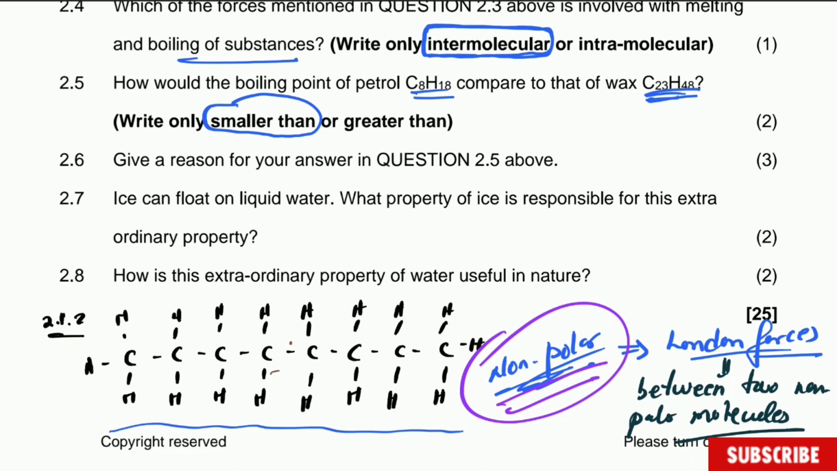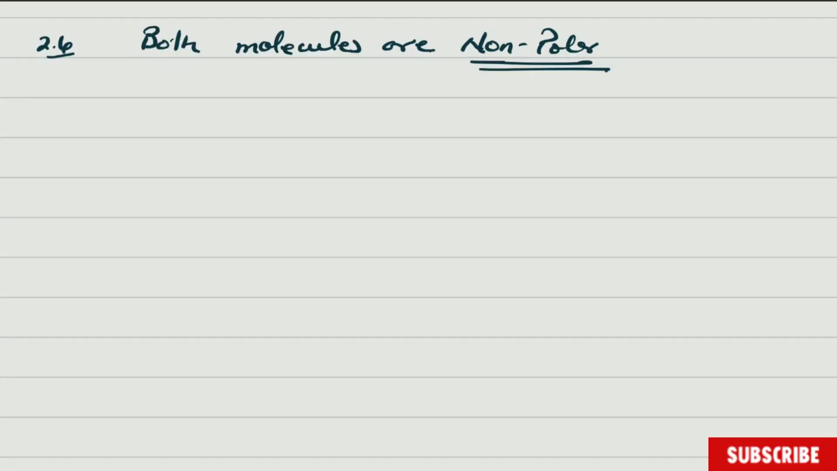Give a reason for your answer in question 2.5 above. Alright, what is the first thing we have to say? Both molecules are non-polar. That is very, very important. And therefore they have London forces. In other words, the type of intermolecular forces is the same. The only problem is that one of them is large and therefore has more. So now we have to mention that one as a second point.